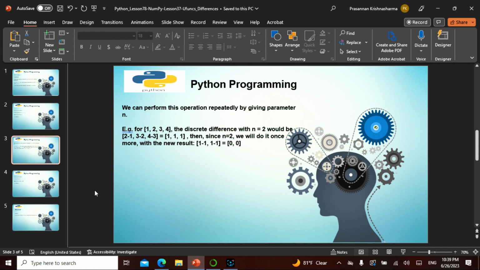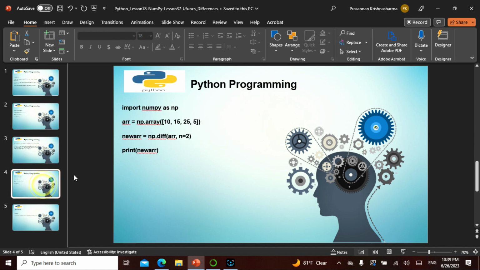Now we can perform this operation repeatedly by giving the parameter n. For example, for 1 2 3 4, the discrete difference with n equals 2 would be 2 minus 1, 3 minus 2, 4 minus 3, giving 1 1 1. Then since n is equal to 2, we do it one more time: 1 minus 1 and 1 minus 1, which is 0 comma 0. So in this case we are doing it 2 times by parameter. The first is the first pass, and this is the second pass.